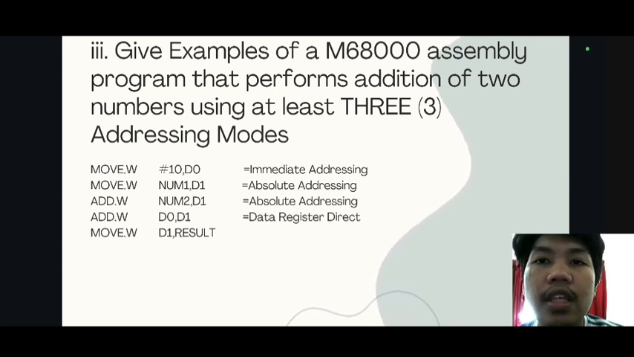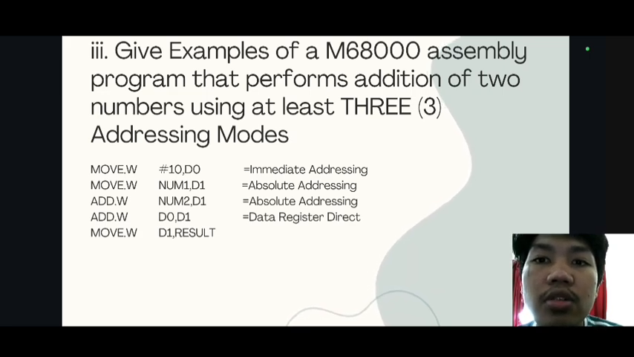Question 3. Give examples of an M68000 assembly program that performs addition of two numbers using at least 3 addressing modes. First, use move.w to move #10 into D0. We use immediate addressing for this method.